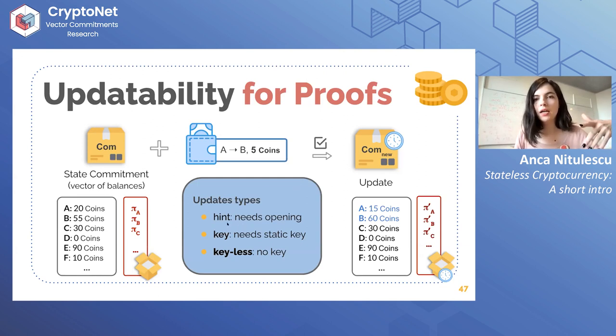So this is also possible with the updatability property of vector commitments that comes in these different flavors we were discussing today. The least convenient one is the hint updates, where for example, the user C has to also look at proofs for A and for B in order to be able to update their proof for the value C, because this needs the hints of the changes that happen in the vector, while the key updates need only a static key for the respective position that we want to update for this proof. And we hope even for better: keyless commitments, where we need no specific key, or just some fixed key in the beginning, with respect to any position for updating the proof. So that's a property that we require in this setting.